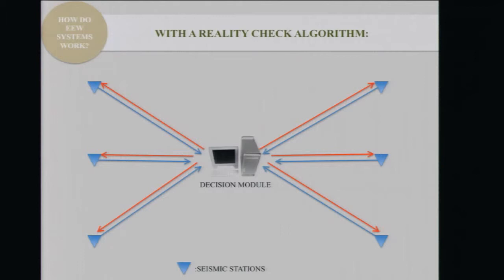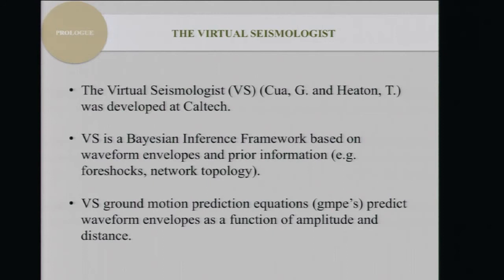At this point, I have a little bit of preface. There is this term, virtual seismologist, we use a lot in this process. In a nutshell, it's a Bayesian inference framework developed at Caltech, and there's a fantastic thesis on it. You can find it on Caltech's online database, also in the Earthquake Engineering Research Laboratory's database. What its role is in our work is that it gives us envelopes of the time-domain ground motions using magnitude and distance as input.